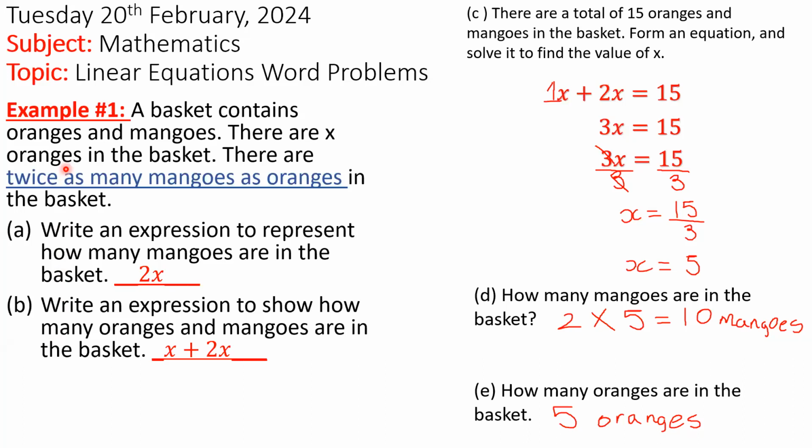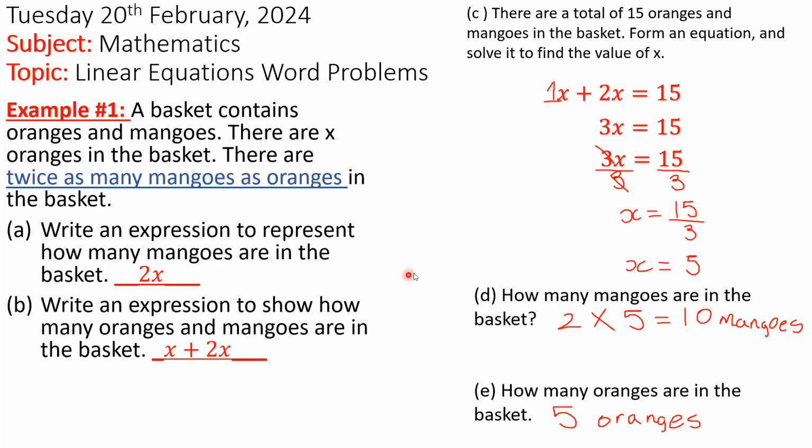A basket contains oranges and mangoes. There are X oranges in the basket. There are twice as many mangoes as oranges in the basket. A. Write an expression to represent how many mangoes are in the basket. You multiply 2 times X and it gives us 2X. B. Write an expression to show how many oranges and mangoes are in the basket. Since there are X oranges in the basket, it's X plus 2X because there are twice as many mangoes as oranges.